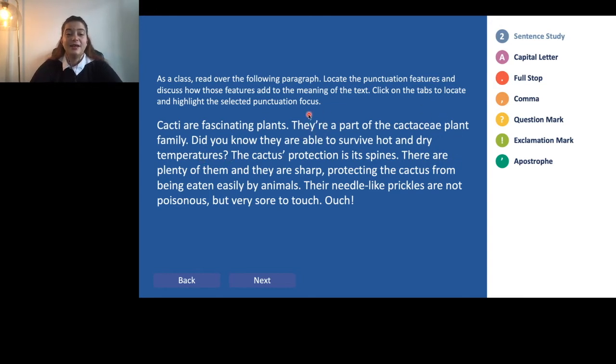So here we can see we've already got an apostrophe. And if you can, just write down what you think there is without going back to the last one. So we got they. And then we've got are. Very good for those of you who got that one right. Good job. All right, so they are a part of the cactusy plant family.